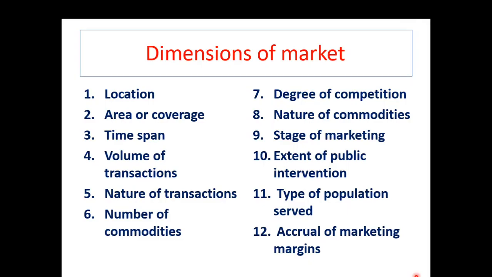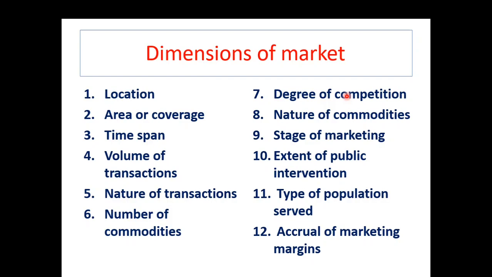Next is the nature of transaction and the number of commodities. How many commodities interact in the market? The nature can be a direct cash transaction, a transaction where the cash is given later, or an online transaction. Then there is the degree of competition: a perfect market, monopolistic market, or oligopolistic market. If there are a few sellers, it will be an oligopoly, and if there is only a single seller, it's a monopoly. Then the nature of commodities, whether it's a highly perishable commodity or a long-storage, durable commodity.